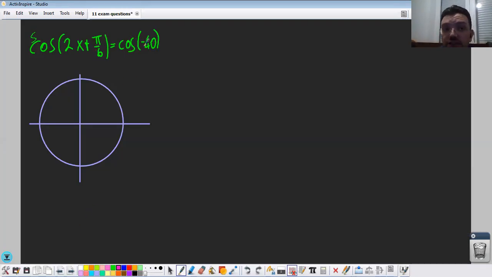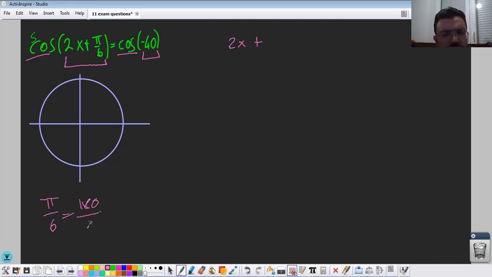Whenever you have such a question, the first thing to do: cosine, cosine, they are exactly the same. So this is exactly the same with the next one, 2x plus pi over 6. How much degree is that? 180 over 6, 30 degree. Okay, 2x plus 30 degree equals minus 40 degree.